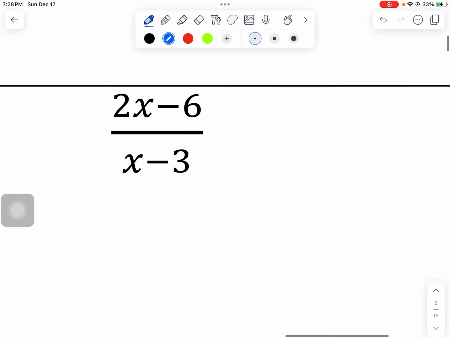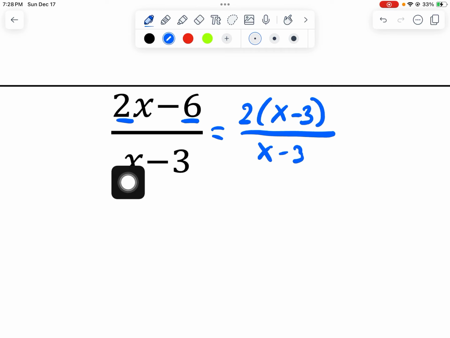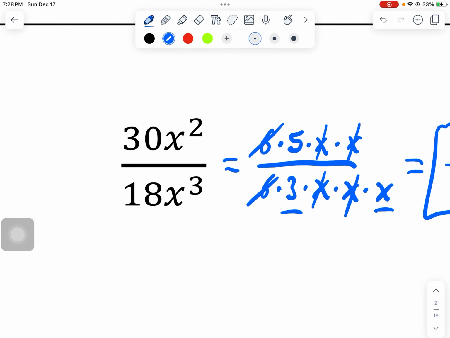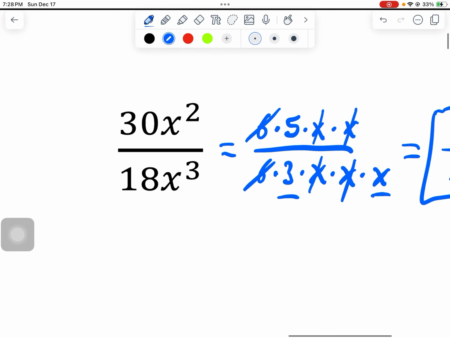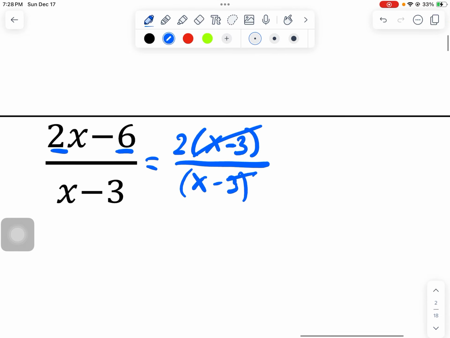Now, this one here, a little bit trickier. Notice that we have a 2x minus 6. We can factor a 2 out of 2x and 6. Just like before, we would end up with x minus 3 over x minus 3. Now, because it's multiplication, it's 2 times x minus 3. That's what we were doing up above when we were looking at these multiplication pieces. We were crossing things out that they have in common that are factors. So now we can cross out an x minus 3 on both.